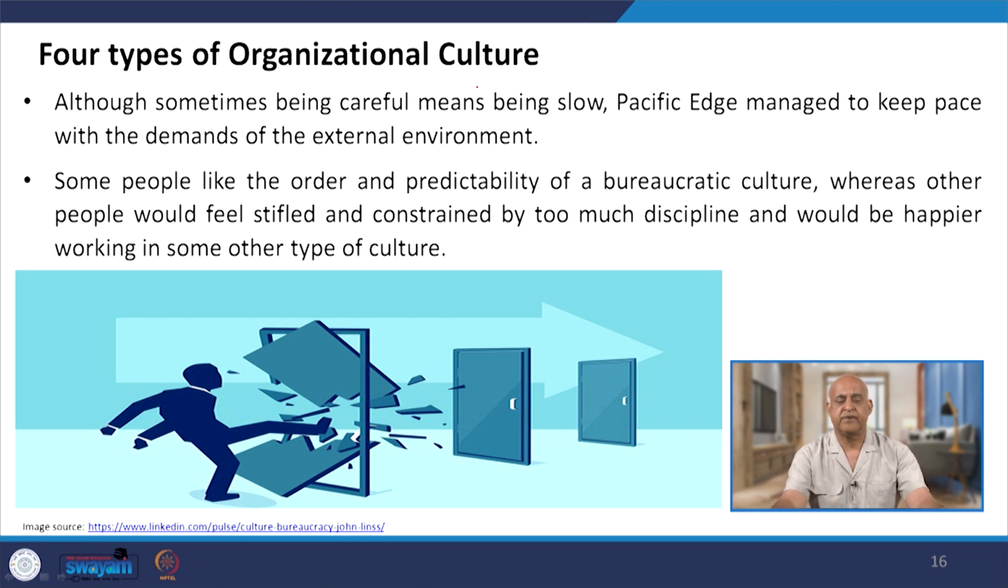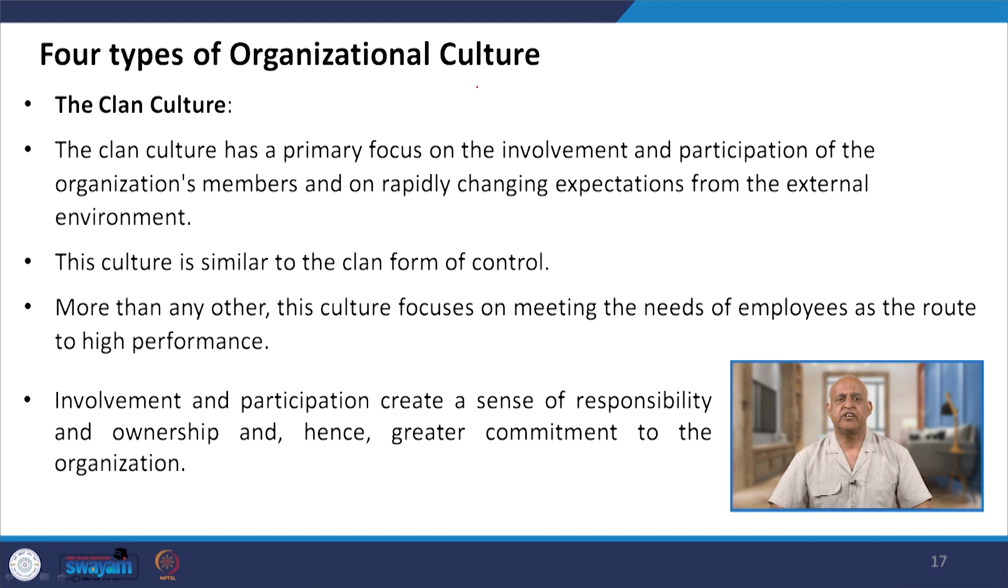Although sometimes being careful means being slow, Pacific Edge managed to keep pace with the demands of the external environment. Some people like the order and predictability of a bureaucratic culture, whereas other people would feel stifled and constrained by too much discipline and would be happier working in some other type of culture. The clan culture has a primary focus on the involvement and participation of the organization's members and on rapidly changing expectations from the external environment.